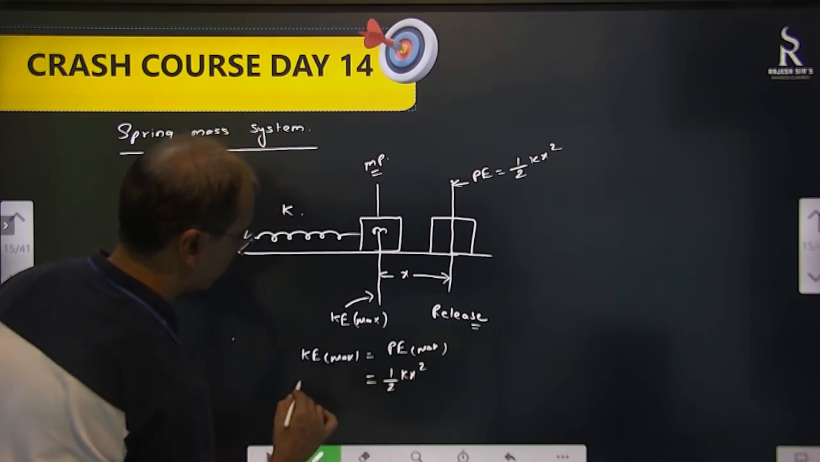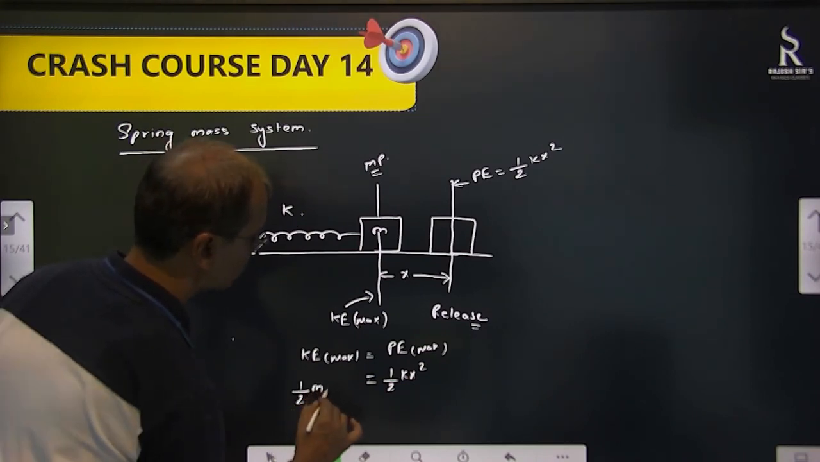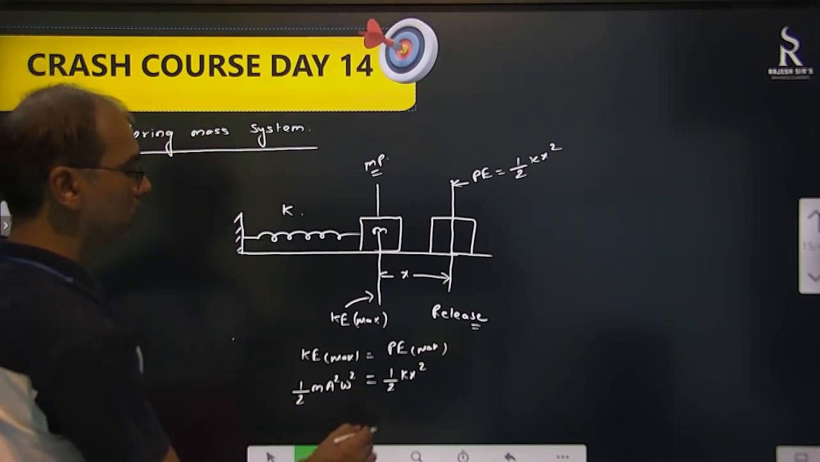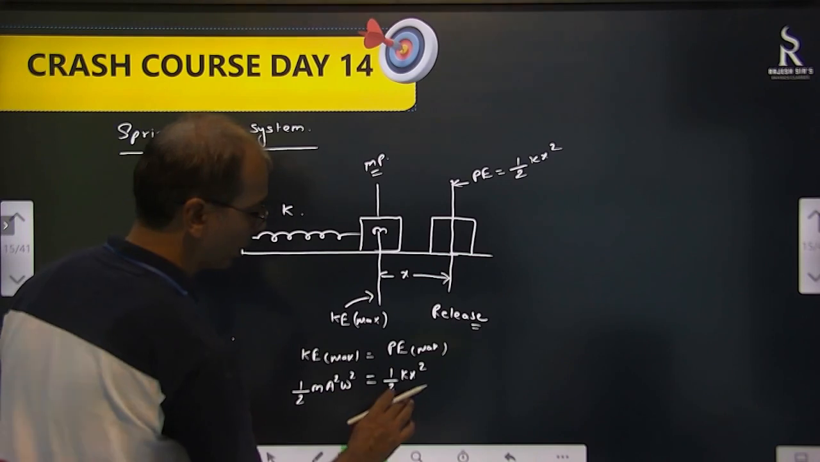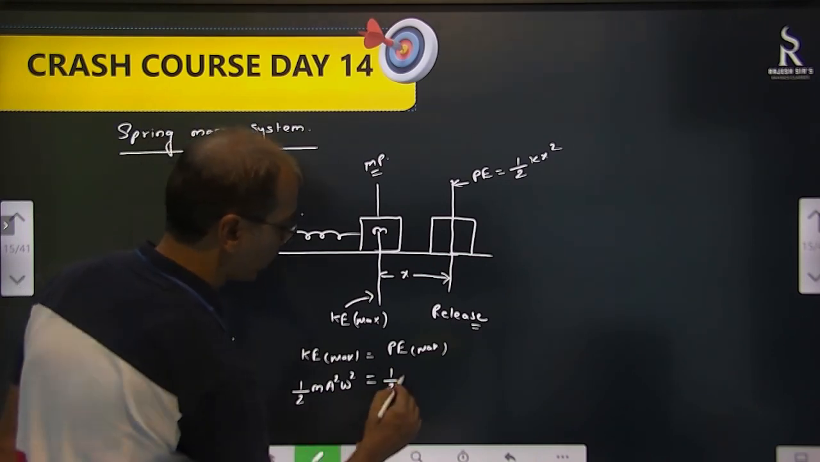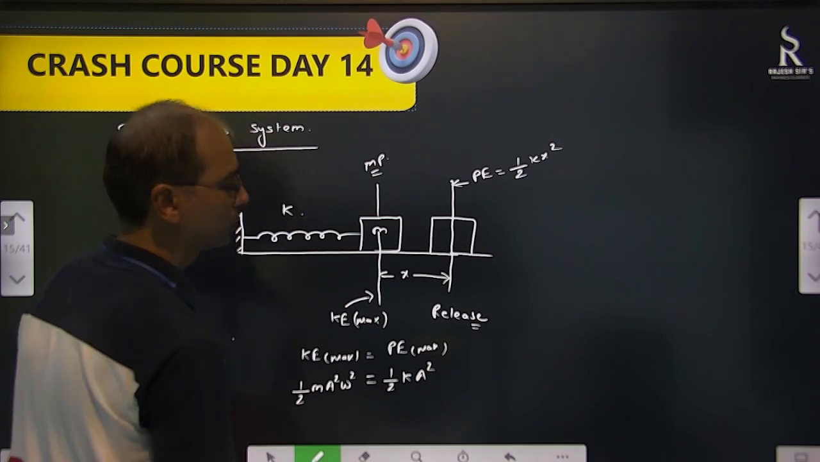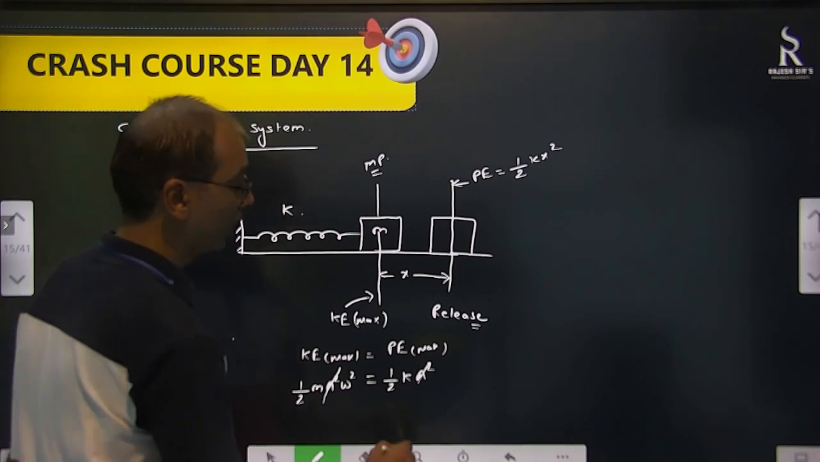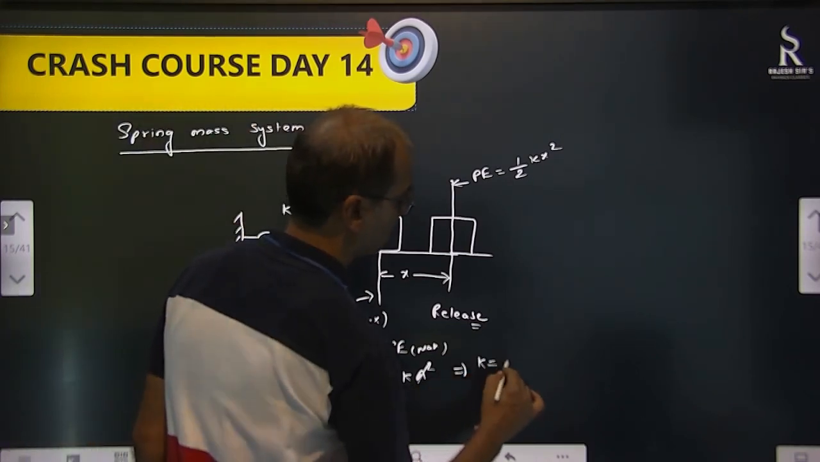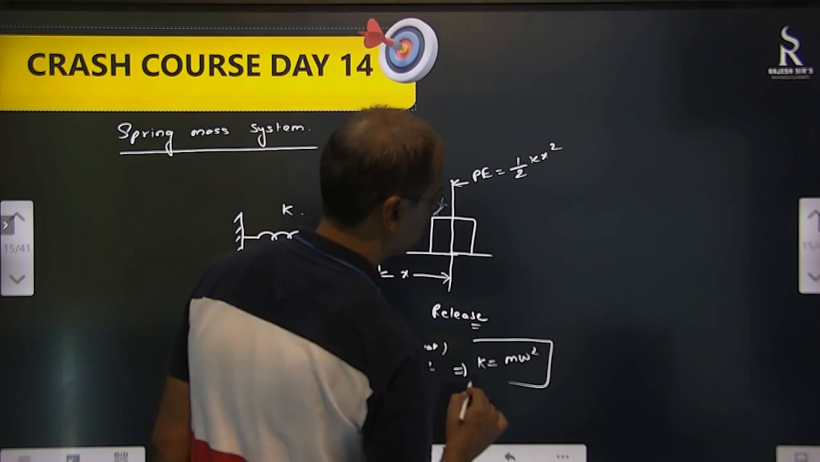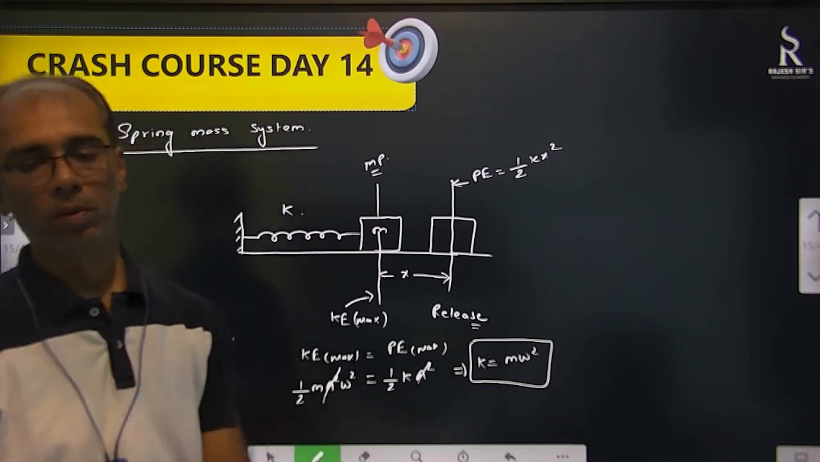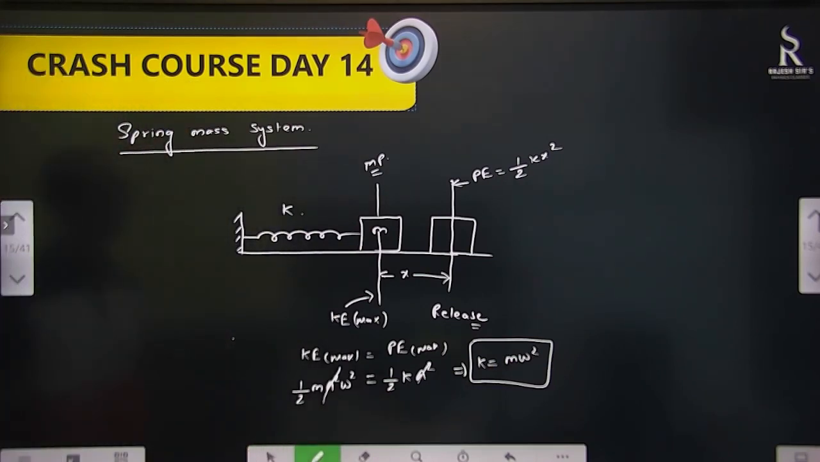What is this? This is half kx square. And what is the kinetic energy? Half mv square. But v is a omega, so v square is a square omega square. And this x I should write as a only, because that's the amplitude. So half k a square. The a square cancels. Now you can see k is m omega square. So if we are taking potential energy from the spring mass system, we should know the spring constant is equal to m omega square. Remember that.